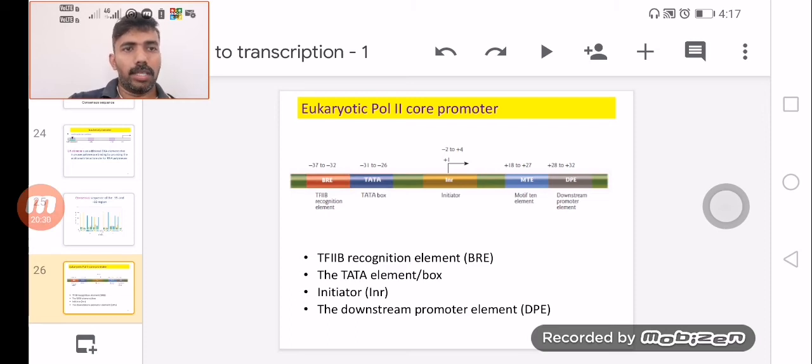This is a detailed promoter, which means we have 4 or 5 different sets of promoter sequences. The +1 site is also called the initiator sequence, and there is a TATA box located at -25, a BRE element above -30, a downstream promoter element, and also an MTE motif 10 element. All these are different sequences located in the eukaryotic core promoter, the eukaryotic promoter for RNA polymerase 2.